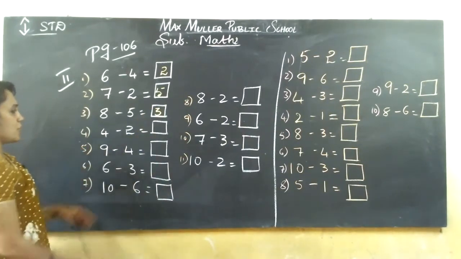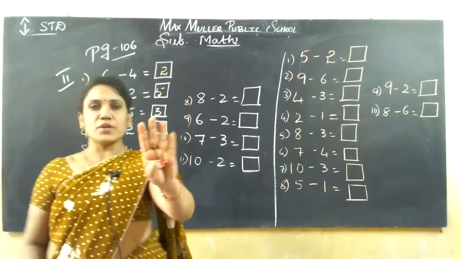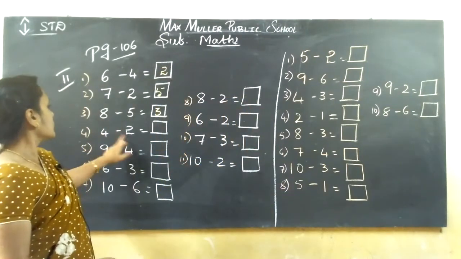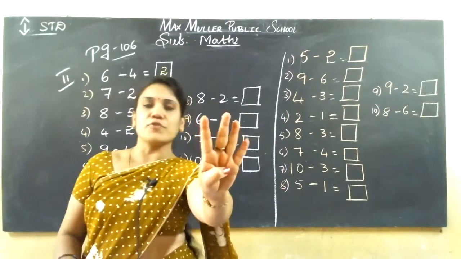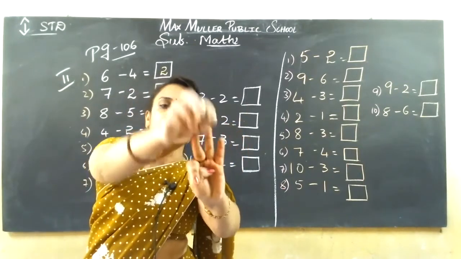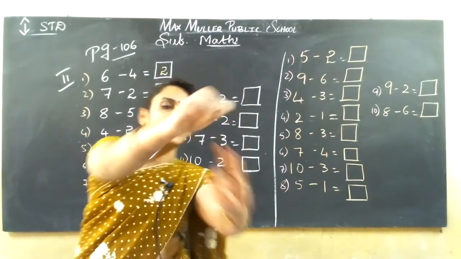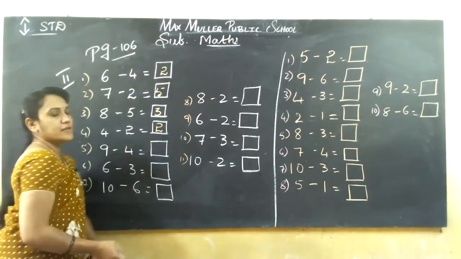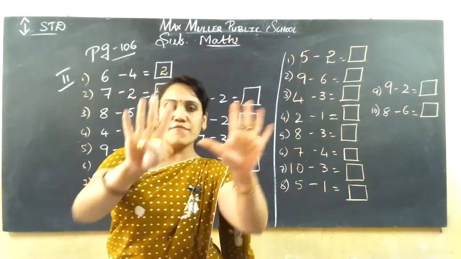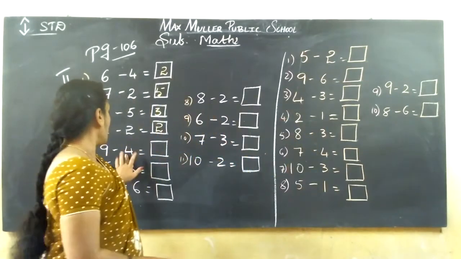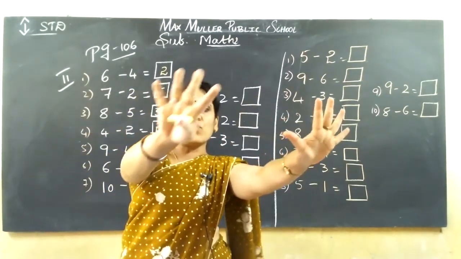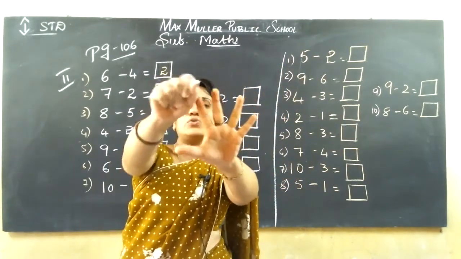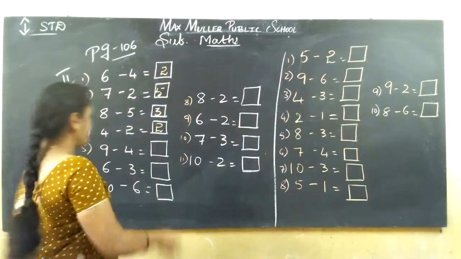Next, keep how many fingers? 4 fingers. Fourth sum, I'm doing now. Keep 4 fingers. Fold 2. 1, 2. How many balance? 1, 2. Right, 2. Next, 9. Keep how many fingers? 9 fingers. Fold how many? 4 fingers fold. 1, 2, 3, 4. What's the balance? 5. 1, 2, 3, 4, 5.